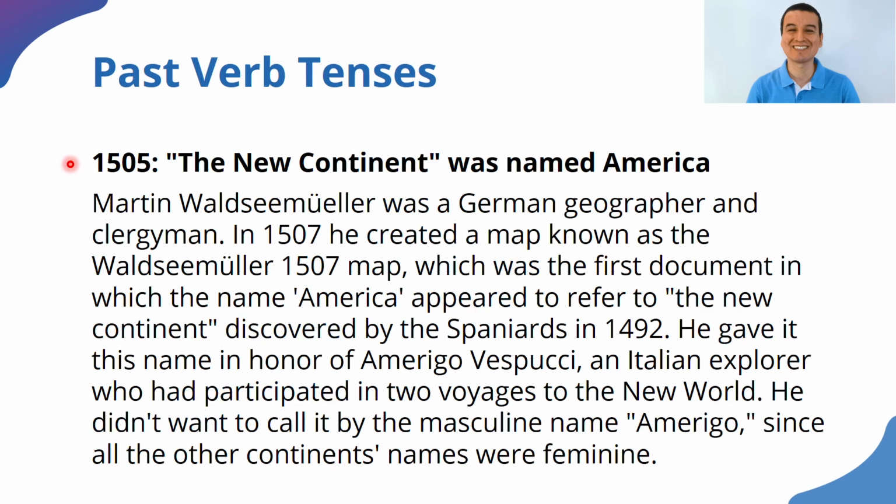The new continent was named America. Martin Waldseemüller was a German geographer and clergyman. In 1507, he created a map known as the Waldseemüller 1507 map, which was the first document in which the name America appeared to refer to the new continent discovered by the Spaniards in 1492. He gave it the name in honor of Amerigo Vespucci, an Italian explorer who had participated in 2 voyages to the New World. He did not want to call it by the masculine name Amerigo, since all other continents' names were feminine.